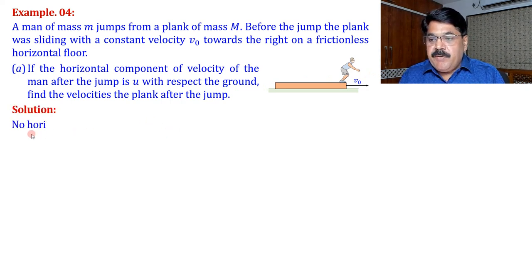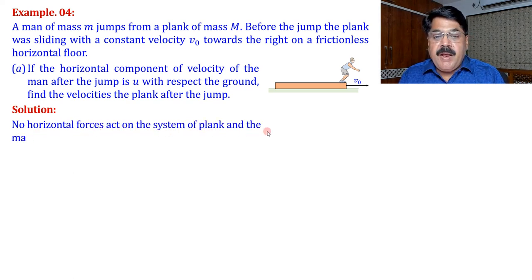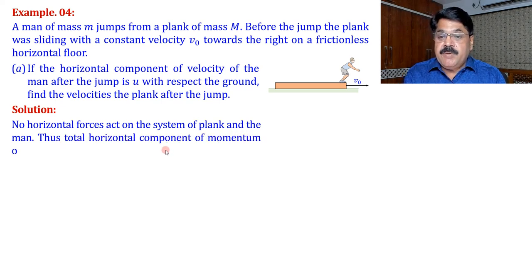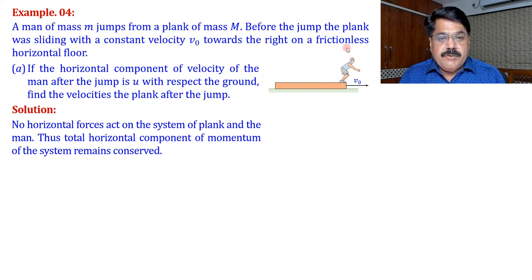So here we can think, no horizontal forces act on the system of plank and the man. Thus, the total horizontal component of the momentum of the system remains conserved. Actually, you can see, the force of gravity is acting on the man, the force of gravity is acting on the plank, and there is a normal reaction on the plank, and there is no friction from the floor. So there is no horizontal external force. So the total horizontal component of momentum will remain conserved.